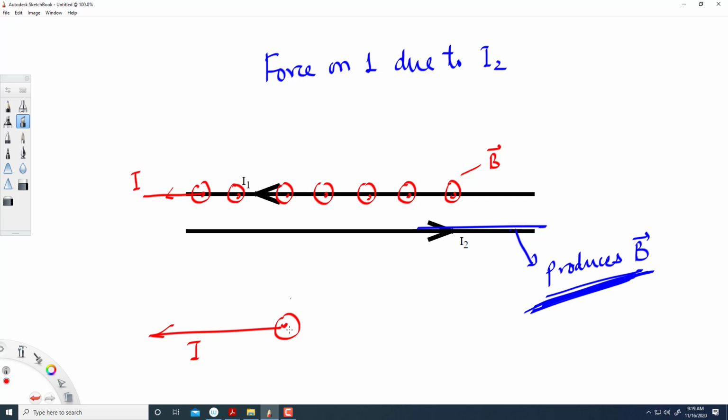Right hand rule. So point your fingers towards the current and curl towards the magnetic field. So magnetic field is out, thumb is up, right? So the force is up. So that's the force. So this wire will feel the force in the upward direction.